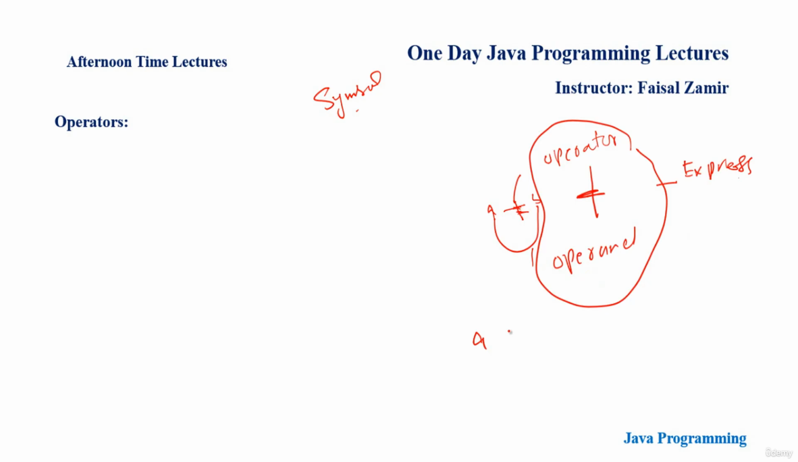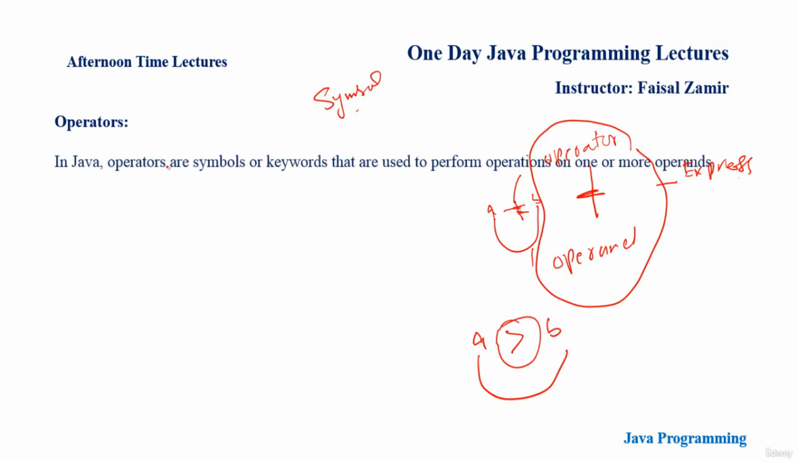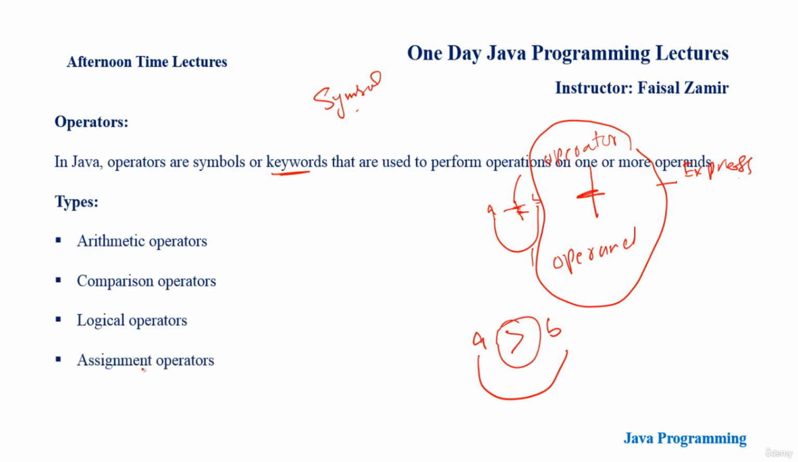For example, a is greater than b. In this case, you can see that a and b are operands. This greater than symbol is an operator. Collection of operator and operand, we say that this is the expression. Operator, symbol or keyword that are used to perform operations on one or more operands. Different types: arithmetic operators, comparison, logical, assignment operators. There are many other operator types you can learn in Java, but this is a very short course. That is why I will share some examples of operators used in Java to perform different operations on operands.